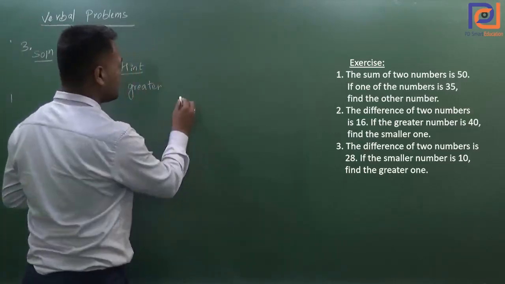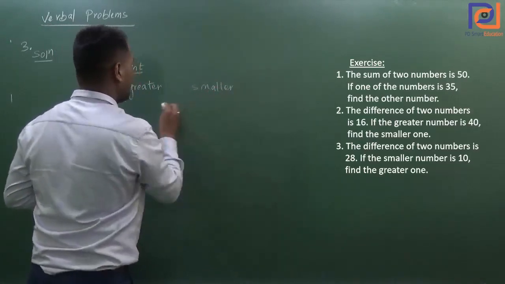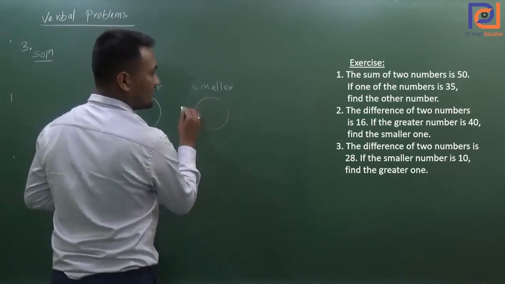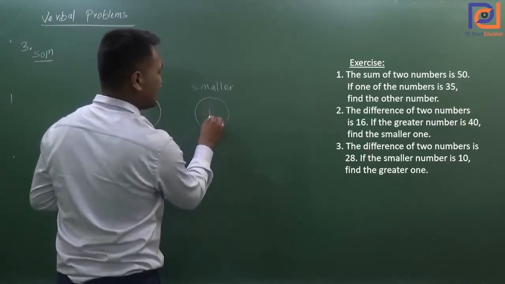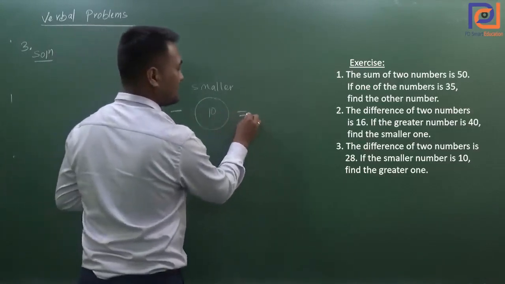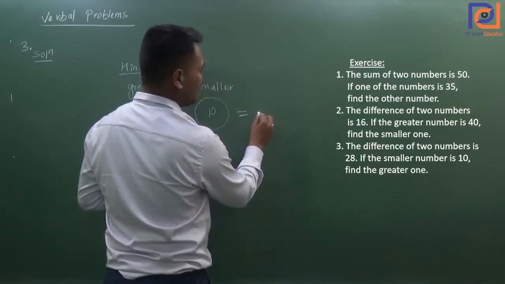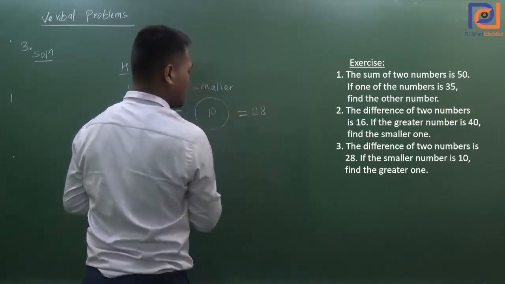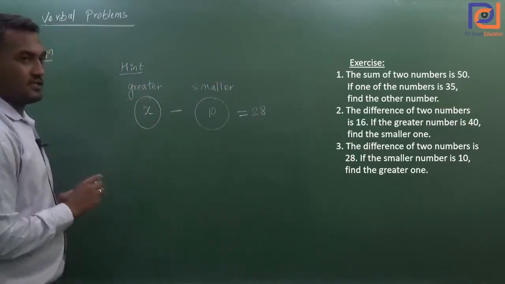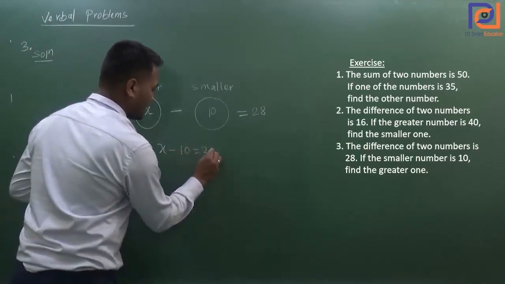There is a greater number you need to find out, and there is another smaller number as well. So the greater number is this, we need to find out. We don't know. And the smaller number is given, that is 10. So once you subtract these two, you will get 28. So this one you are going to find out, so you will suppose it is x. So your statement will be x minus 10 is equal to 28.